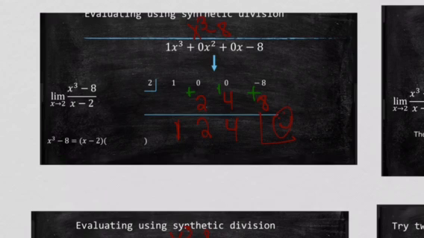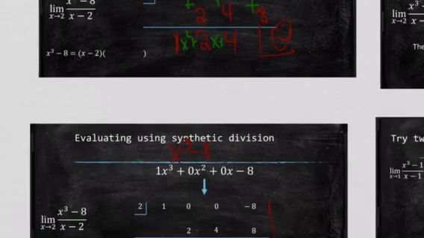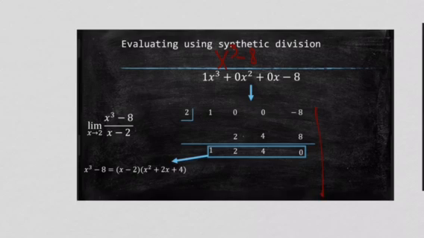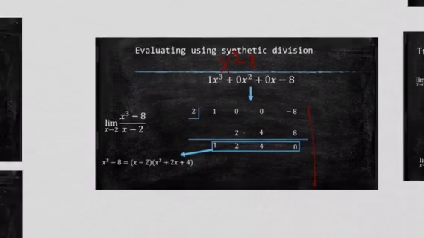And they're going to start with 1 degree lower than what we started with because we factored out an x, right? So if we factor out an x from x cubed, we're left with x squared. So this is 1x squared plus 2x plus 4. So that's what we get when we synthetically divide. So then this 1x squared plus 2x plus 4 is our other factor of x cubed minus 8. So x cubed minus 8 factors in this way, x minus 2 times x squared plus 2x plus 4.